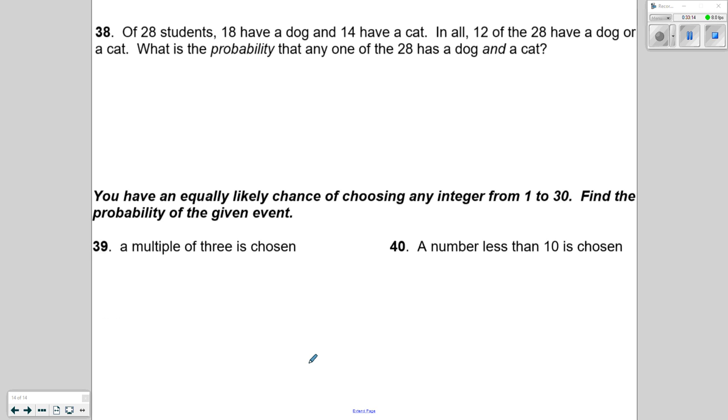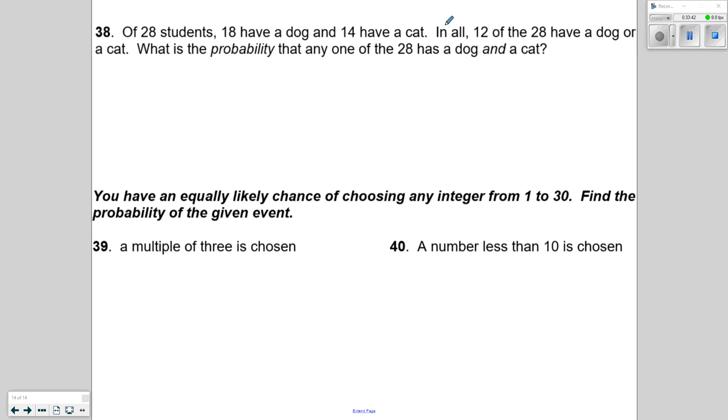All right, let's move on. Okay, I said we had a couple, and that was like a couple ago. We got 3 more left. These are the last 3. So in 38, it says of 28 students, 18 have a dog and 14 have a cat. In all, 12 of the 28 have a dog or cat. What is the probability that any one of the 28 has a dog and a cat?